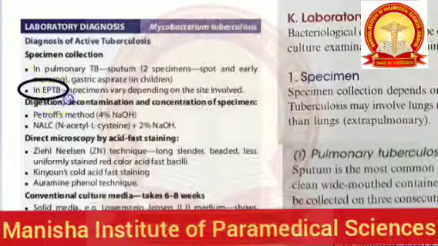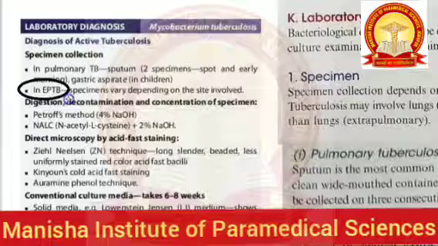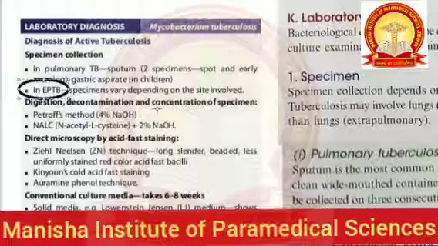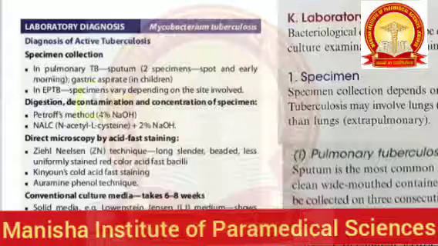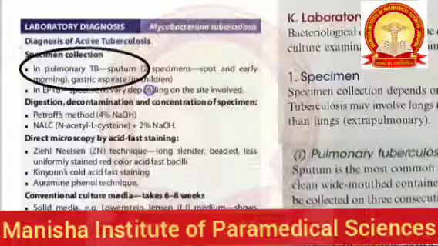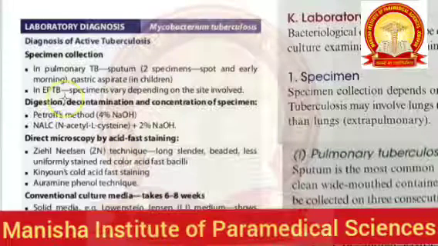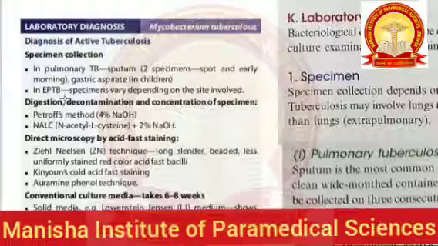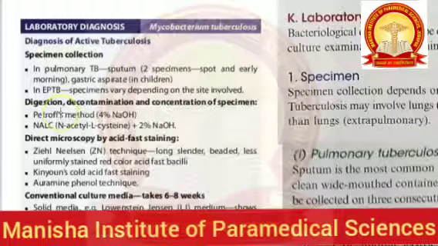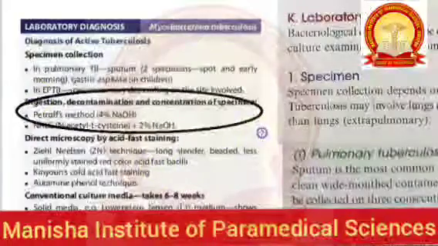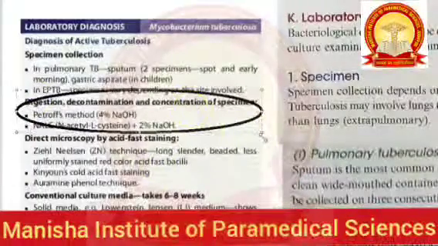If it is extrapulmonary tuberculosis, that is EPTB, then you will have to use specimens based on the site. Okay, but here we are concentrating on pulmonary tuberculosis. So specimen collection is over. Now what you have to do, once you have collected the specimen, concentration of the specimen becomes important here.